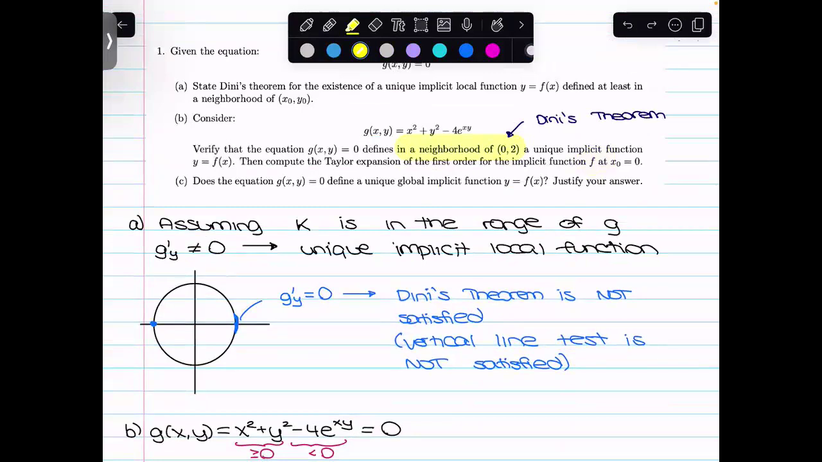Yeah, no problem. So with these kinds of questions regarding implicit functions, they really can't ask you for the Taylor for the whole function. It's always just for the f function, which is the y. So it's just one variable.